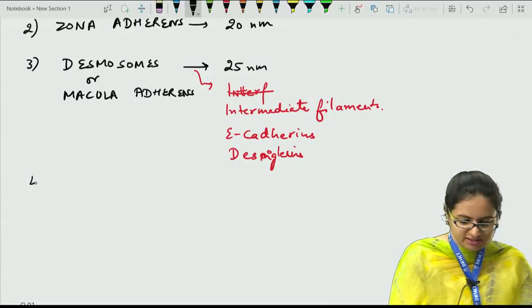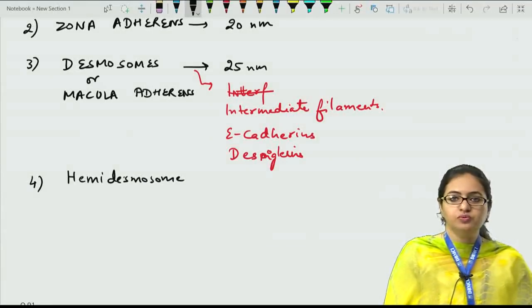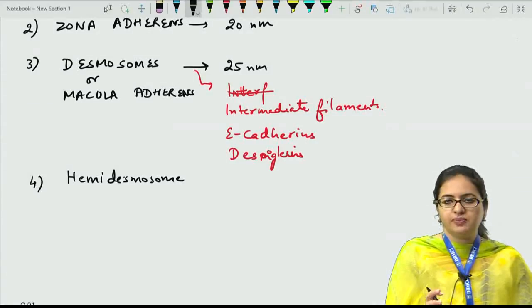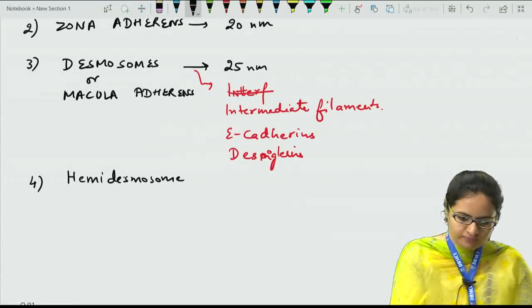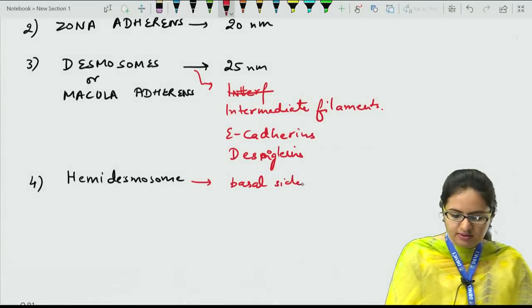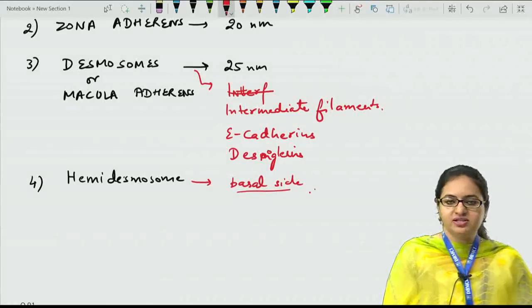Then another type of cell junction is the hemidesmosome. Hemidesmosomes are present towards the basal side, and they attach the epithelial cell to the basal lamina. So it is towards the basal side, and over here the cell adhesion molecules are the integrins and the laminin.